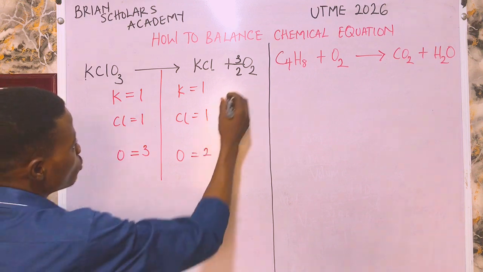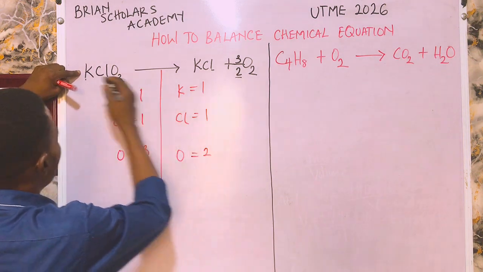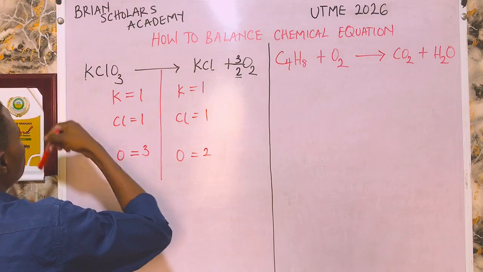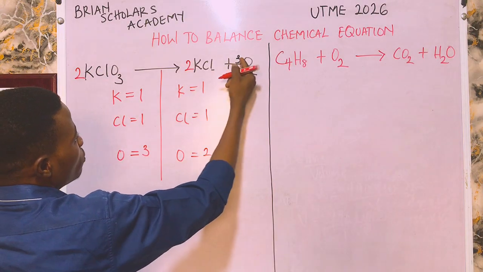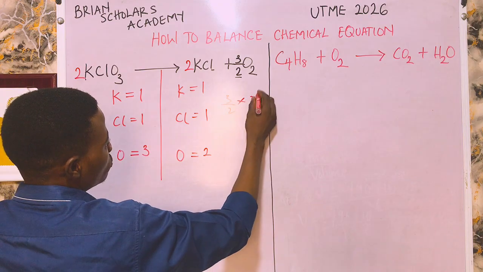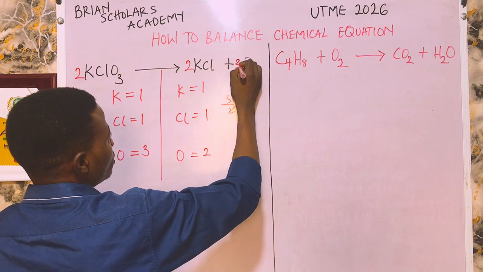So I have to use this 2 to multiply all the coefficients, right? Using 2 to multiply all the coefficients, 2 multiply 1 here, I'm going to have this guy here to be 2, right? I'm going to have 2 here, and 2 multiply 1 here as well is going to be 2. Then look at this, 3 divided by 2 multiplied by 2, this is going to cancel this. I'm going to have 3. So I need to bring down the 3 here, right?